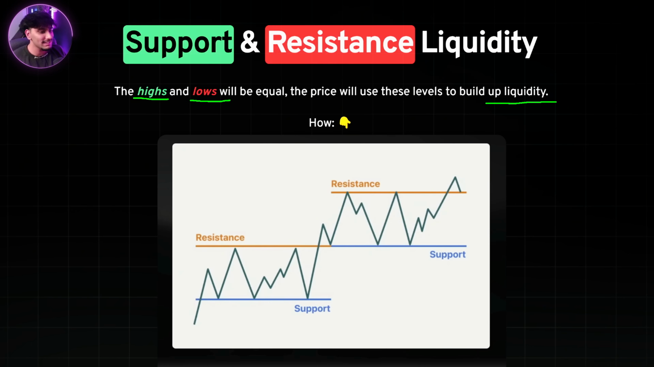So in this example here, we can see we have resistance up here and we have support down here. Now, in between this resistance and support, what happened? Every time price came into this area, it was able to hold and come back into support. Every time we came back into support, we went back up to resistance. And finally, when we went to resistance, we came back into support.